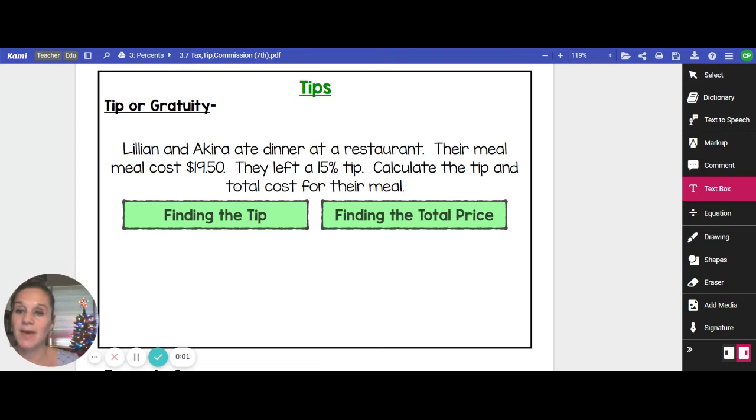All right, kids, I'm back, and this time I'm going to be showing you how to calculate a tip using the percent proportion. So the first thing that we're going to have to do is define what a tip actually is.